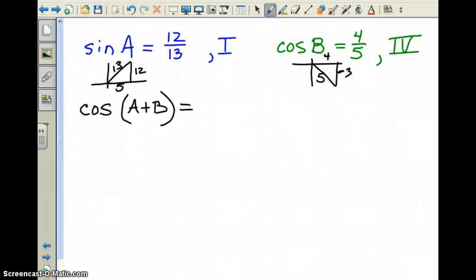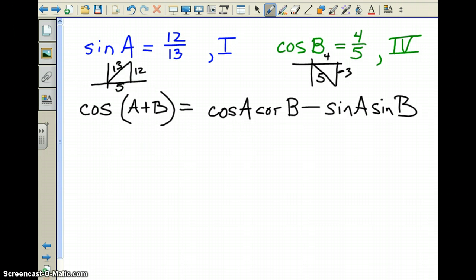Next, let's go ahead and do cos of A plus B. So we're going to need our identity that goes cos A cos B minus sine A sine B. And again, we know all the information we need. The problem gave us sine A, which was 12/13, and the problem gave us cos B, which was 4/5.